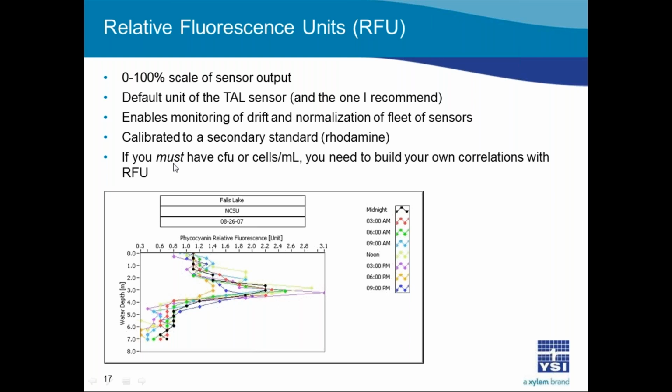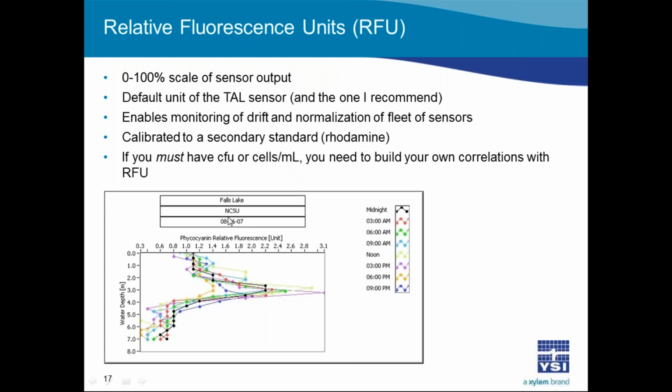It's less dependent on the types of algae you have in an environment than some of the other units we've been talking about. If you must have CFU or cells per mL, you really should build your own correlation with RFU. And that's because of some of the things we've already talked about: how different algae cluster differently, they have different levels of pigments. It really can be variable from organism to organism and environment to environment.